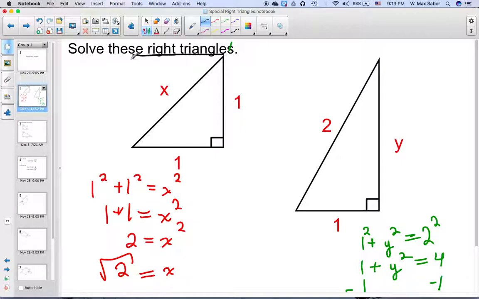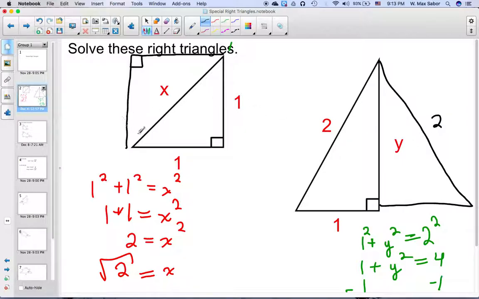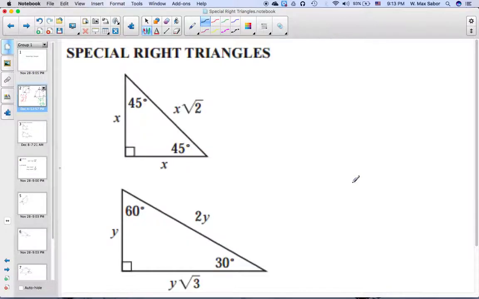Well, these come up often because this is half a square and this is half of an equilateral triangle. So because of that, we know what these angles are. These are 90-degree angles, and these are half of 90-degree angles, so those are both 45. In an equilateral triangle, we know that the angles are 60, so then that angle will be 30. So the pattern is that these are 45, 45, 90 triangles, and these are 30, 60, 90 triangles. Those make up our special right triangles.